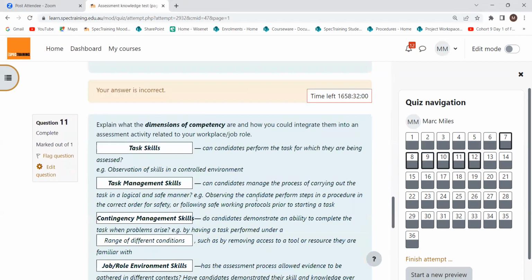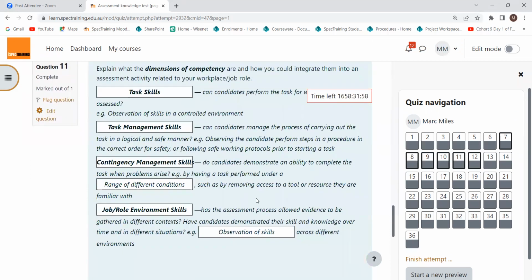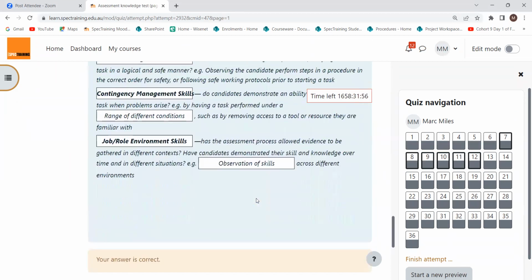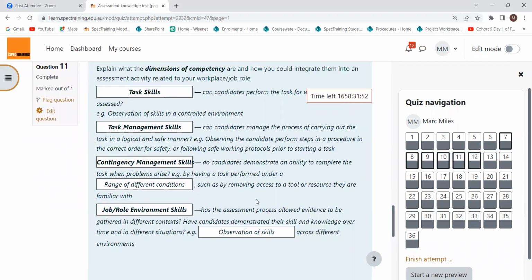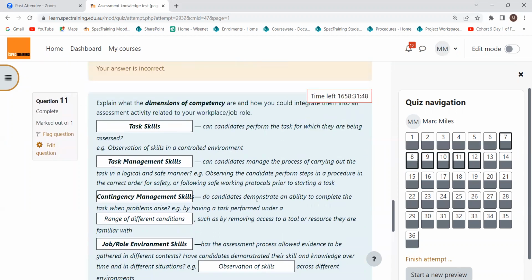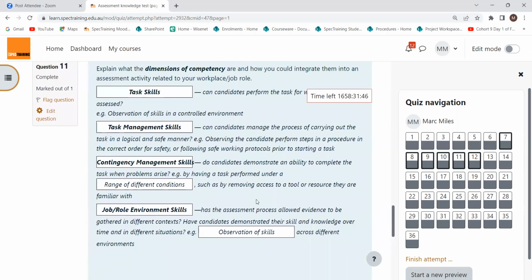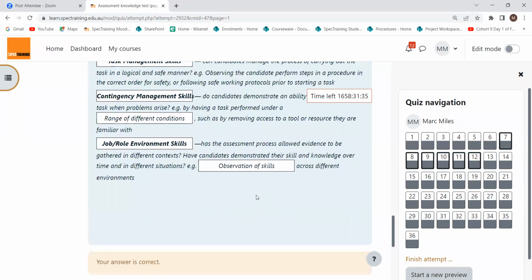Okay, so coming down, question 11. Dimensions of competency, and the answer is absolutely correct here. So it's a bit of extra guidance, bit of relevance, bit of a support mechanism that's gone on here for you. Explain what the dimensions of competency are and how you could integrate them into an assessment. So definitely there's some answers there for you, but read through what you've got there to get the learnings.